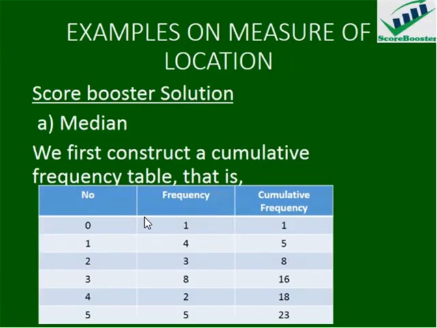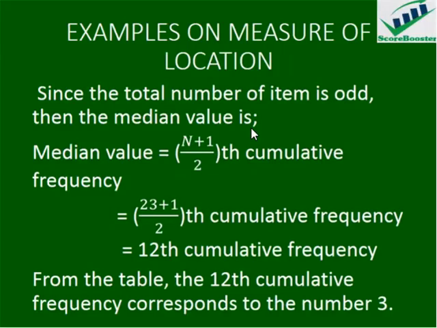And the last cumulative frequency equals the total number of items we have in that set of data. To obtain the total number of items when we have large data, we sum up the frequencies, which is 1 plus 4, 5, 5 plus 3, 8, 8 plus 8, 16, 16 plus 2, 18, and 18 plus 5, 23. So the total number of items in the set of data is 23, and you can see that 23 is an odd number, because when we are dealing with median, we deal with odd and even numbers. So since the total number of items is odd, we have to obtain the median value.